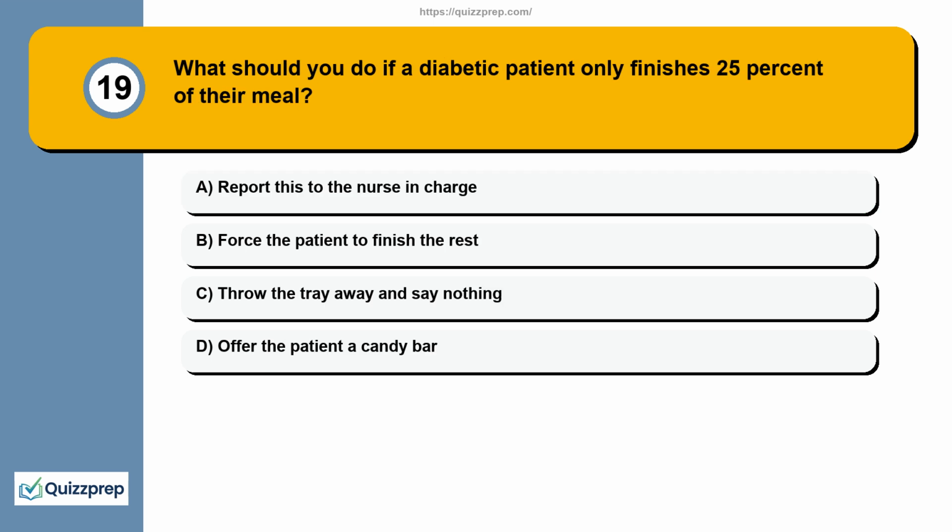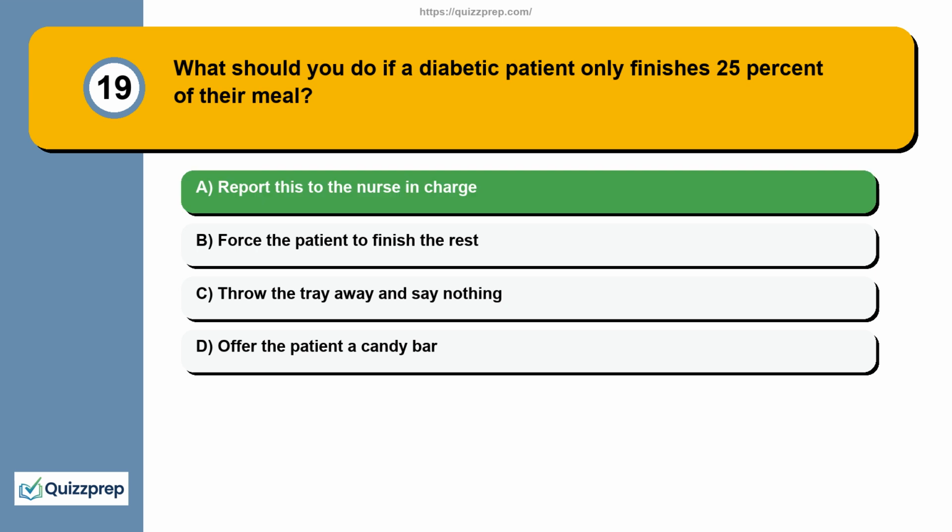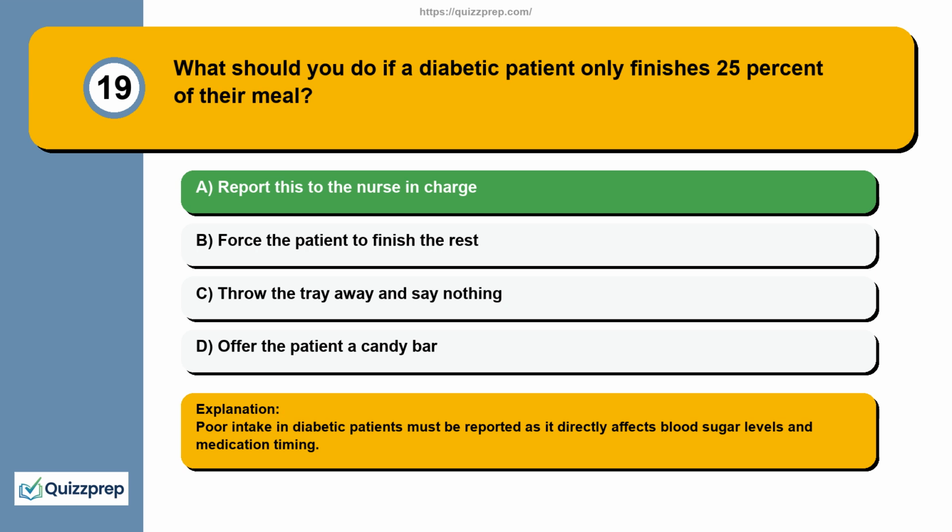Question 19. What should you do if a diabetic patient only finishes 25% of their meal? Report this to the nurse in charge. Force the patient to finish the rest. Throw the tray away and say nothing. Offer the patient a candy bar. Poor intake in diabetic patients must be reported as it directly affects blood sugar levels and medication timing.